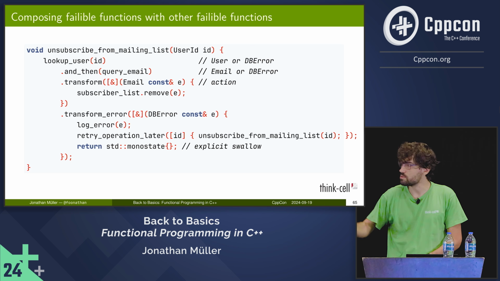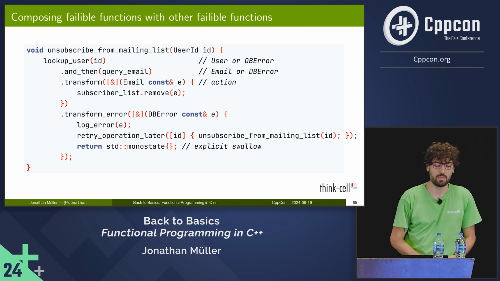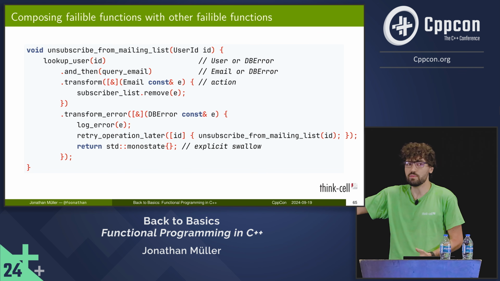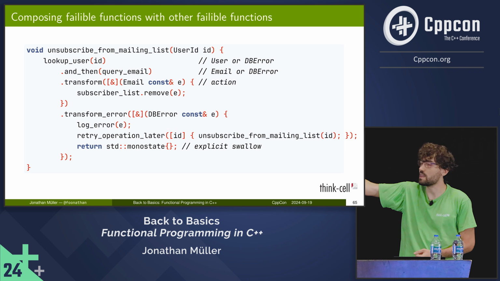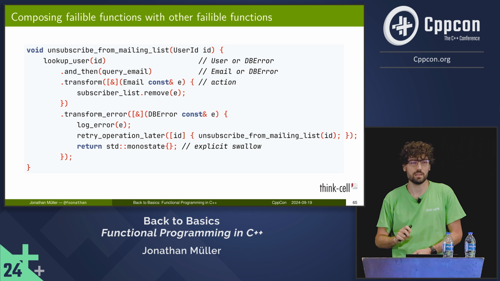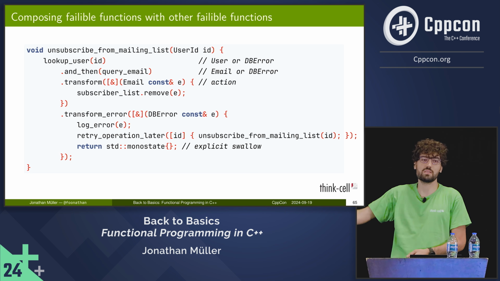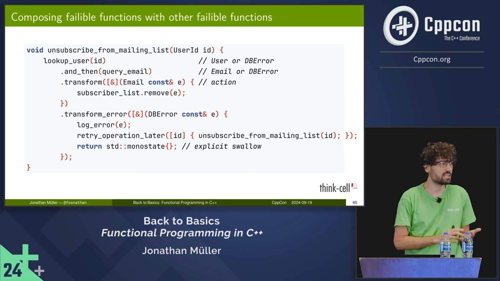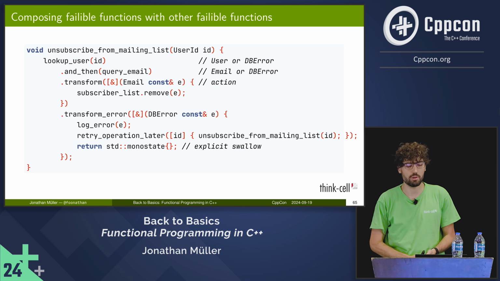So now we just use and then to get the email instead of transform. And again, it's really obvious which parts can fail, right? Only the ones with and then can in turn cause more errors. And the transform parts don't, right? So you can just look at it and see which operations can fail. Like this is one advantage over exceptions, where it isn't obvious which one can fail.